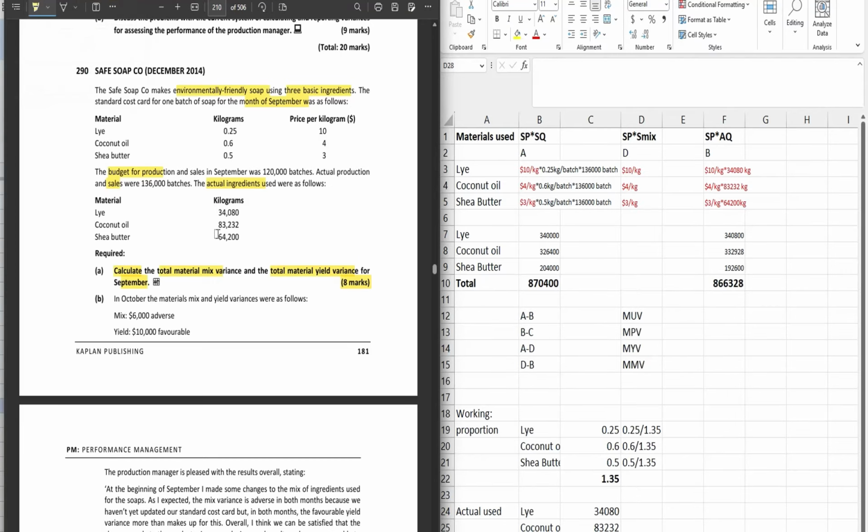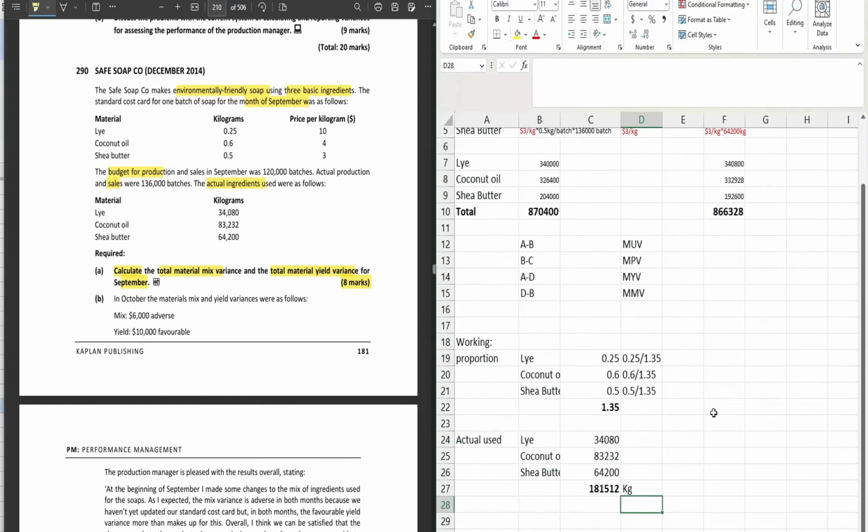So that means actually how much material we use in total by adding all of the materials. Here we use three kinds of material: ghee, coconut oil, shea butter, and we also have the actual figure given in the question that I have noted down: 34,080 for the ghee, 83,232 for the coconut oil, and for butter 64,200. So all together we use 181,512 kg of material in total by adding all the different kinds of material, right?